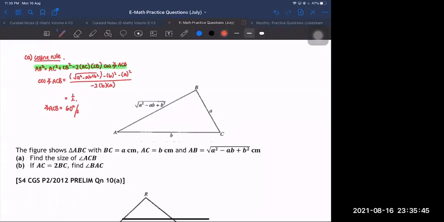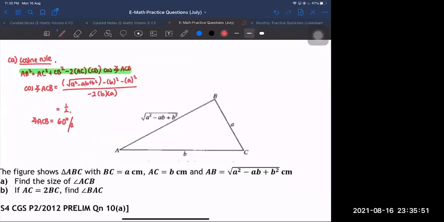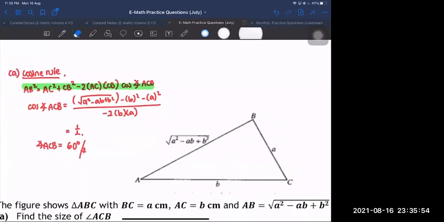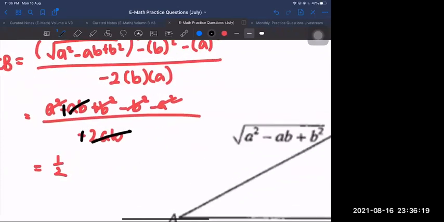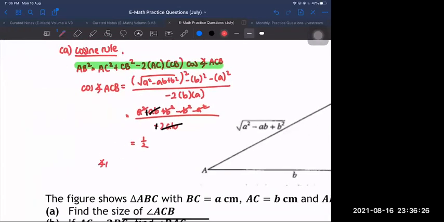Now the last one I want to write, if given that AC is 2 times BC, why is it half? What thing is half? Oh, you simplify. Let me simplify for you. You're left with half. You see, all the things will cancel. Everything will cancel and leave the 2. So that's why the answer is half. So angle ACB equals 60 degrees. Cosine inverse of half is 60.